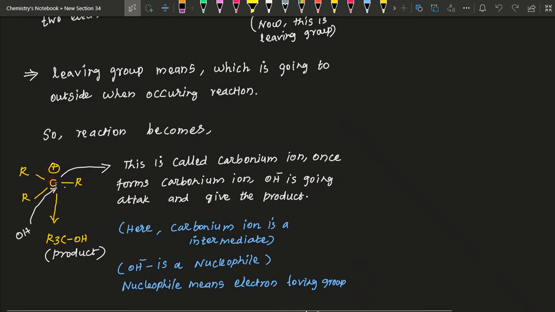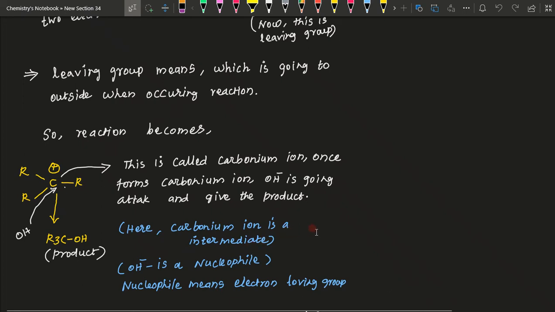So this carbon has positive charge, so OH is going to attack this side, the back side. So we get the product R3COH. This is called carbonium ion. Once it forms carbonium ion, OH minus is going to attack and give the product. Here carbonium ion is an intermediate.